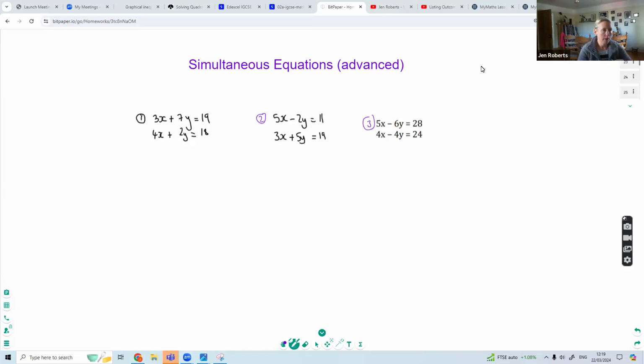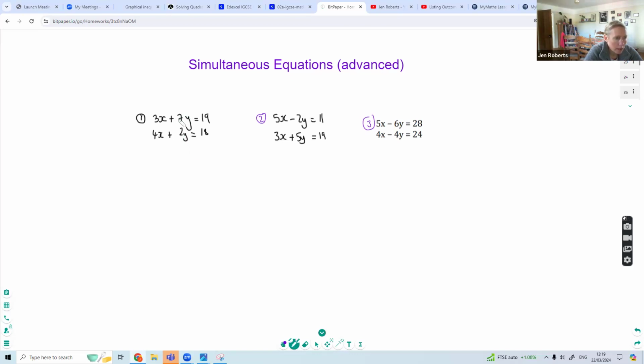Okay, so in this recording, we're going to look at some more advanced simultaneous equations. So I would advise you to maybe look at the basic ones first. Okay, so with these ones, we're going to look at what happens when we've got a different amount of y's. So we want to make the y's the same before we start eliminating anything.